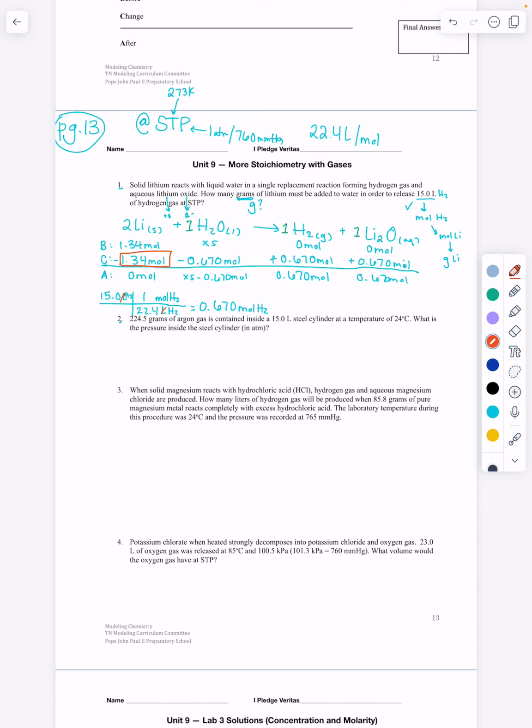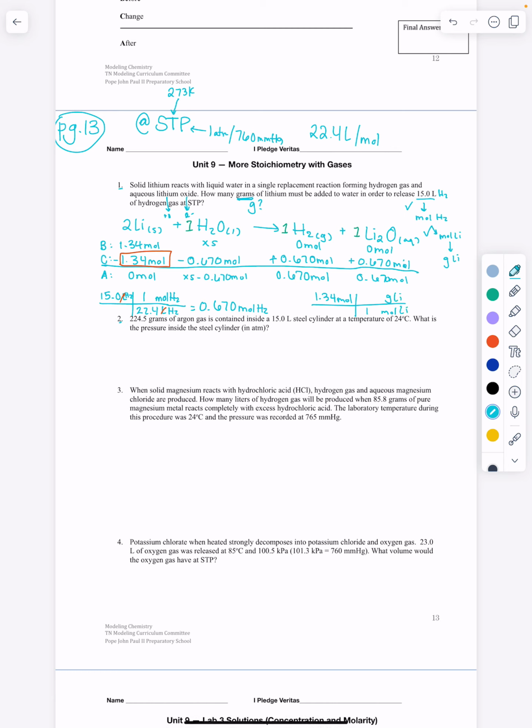So I did my second step, check. Now I just need to convert moles of lithium to grams of lithium. And the way that we do that is, again, just with our T-chart. So I have 1.34 moles, and I want to cancel out the moles, so I'll put moles at the bottom here. And then my unit that I want to end up with is grams, so I'll put grams at the top.